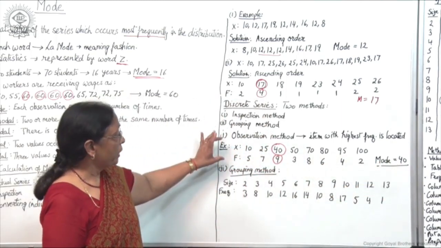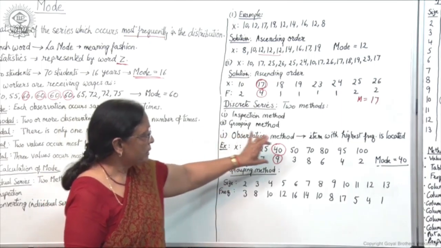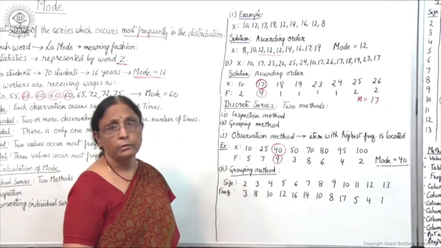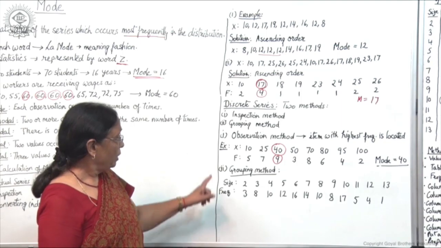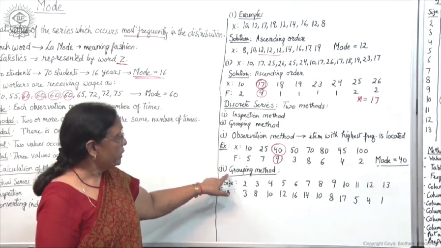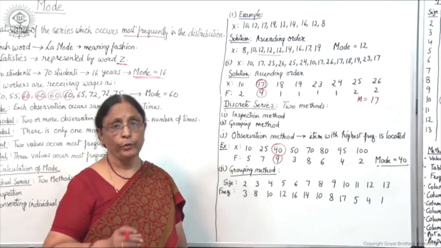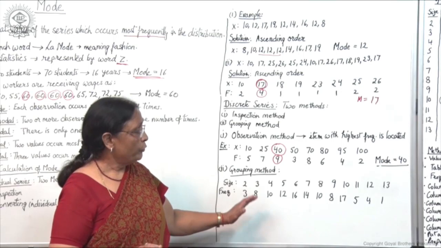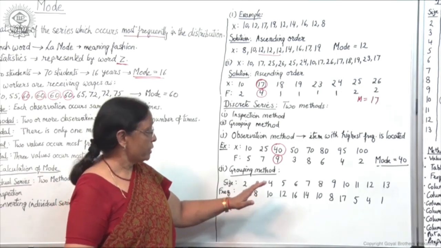This is just by observing. This is the observation method. Data is given, find out the highest frequency and locate the mode. Very simple. Now this is the second one, that is the grouping method. This needs a little effort from your side, but it is not difficult at all. If you learn the method, it is also very simple, and interesting.